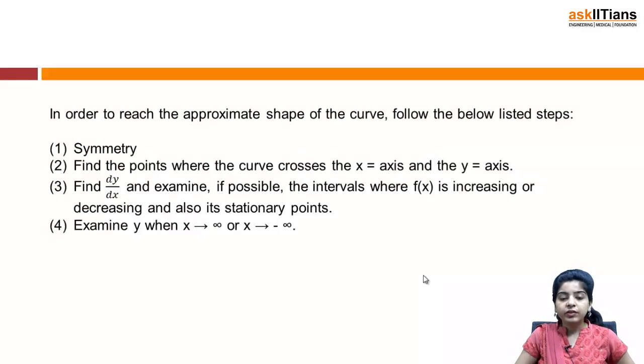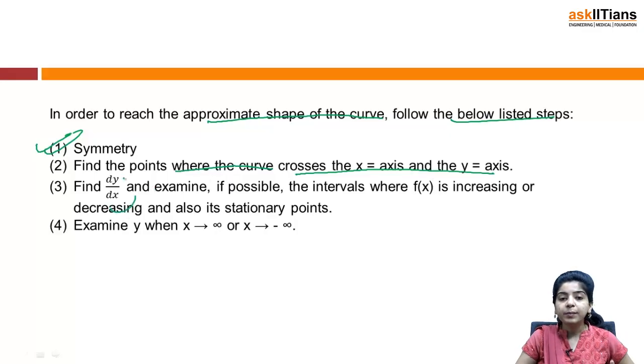So in curve tracing, these are the steps that you are going to follow. In order to reach the approximate shape of the curve, follow the below listed steps. First of all, symmetry. This is a wide concept. I'll be explaining it to you just now. So the first step is you'll figure out the symmetry. Then find the points where the curve crosses the x-axis and y-axis. You'll try to find out the points where the curve is crossing your x-axis or y-axis.